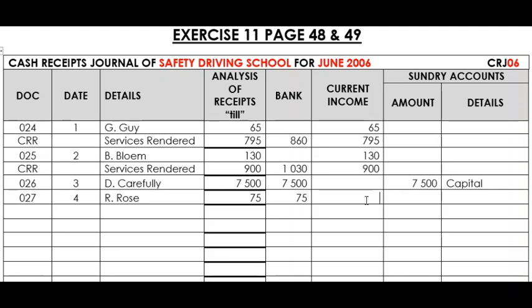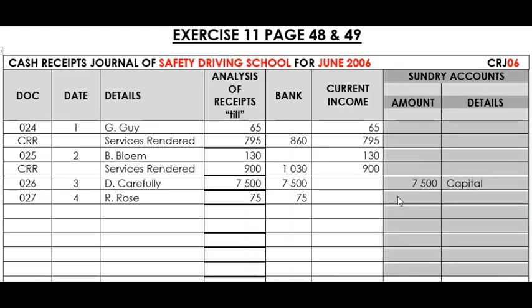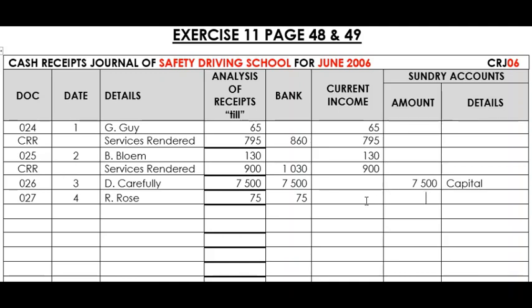It's not current income, but there's no rent income column. So where does it go? It goes to this sundry account section, because remember, this sundry account section is there for all of the amounts that do not have columns. So don't think it's just for capital, because we've only worked with capital so far. Therefore, you will say we received 75 Rand, but now the details is not capital, it's actually rent income, because that's the account that we will put the 75 Rand in.